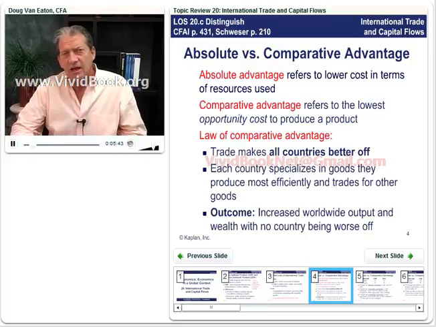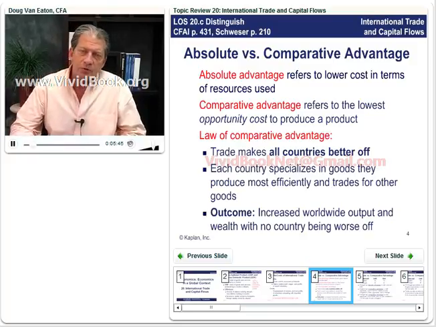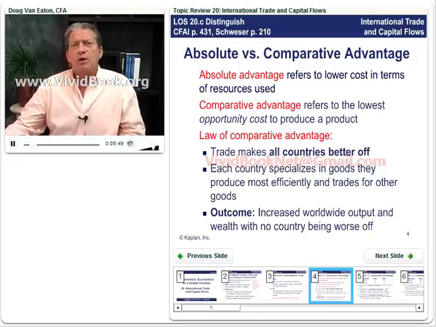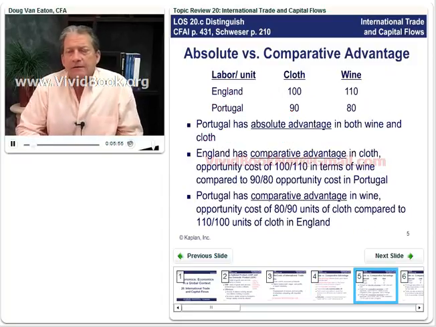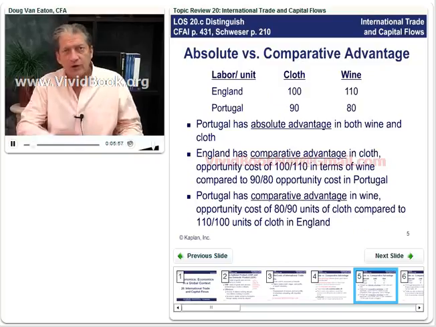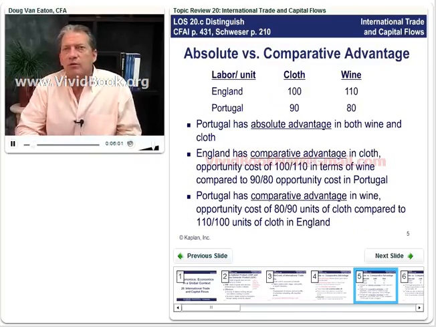Although, as I said, some specific groups within these countries will be disadvantaged by the trade. But overall, there are gains to both economies. So let's take a look at an old-time example here that illustrates this idea of comparative advantage, and make sure you can work with it.